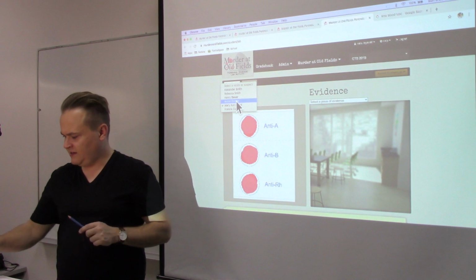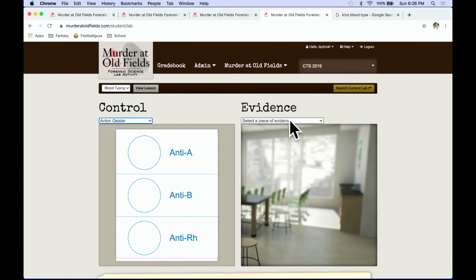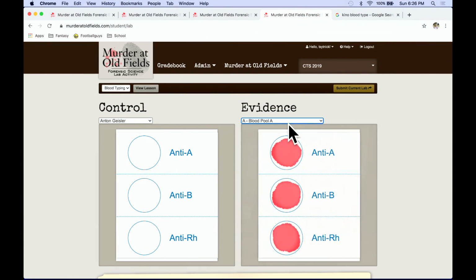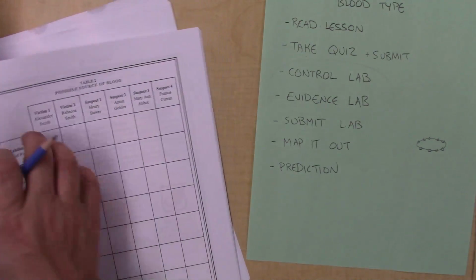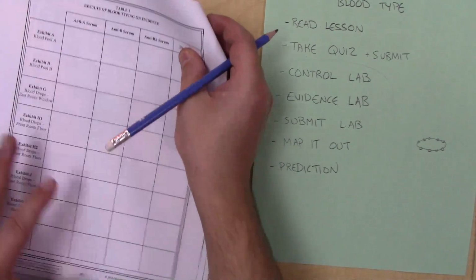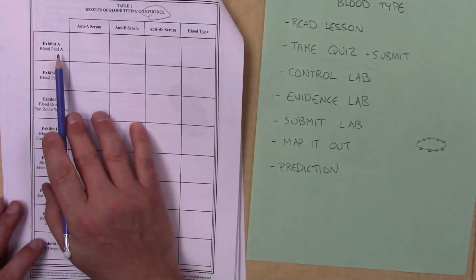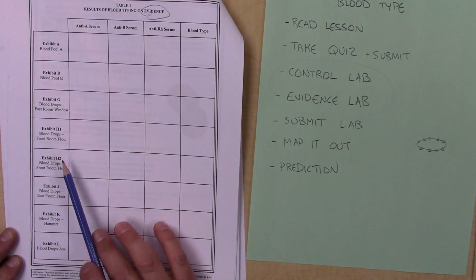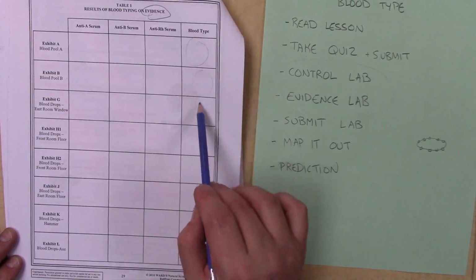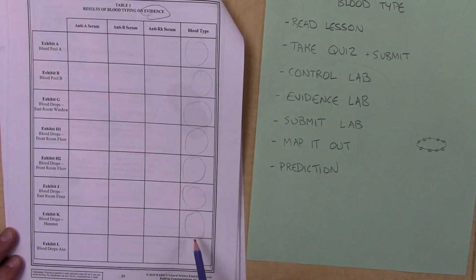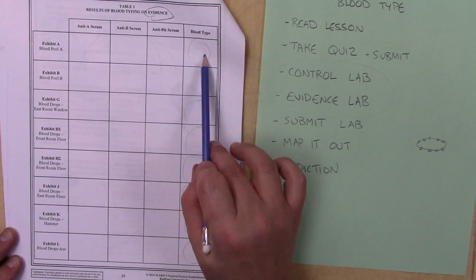But if you look here, you go to the evidence side and you go through all of those and you test them. You test every single piece of evidence. All right, so that's the next thing you do. Flip ahead here, you do the evidence table. Evidence A, B, G, H1, H2, J, K, and L, and you say what blood types they are in the end. Say if they clumped or not for these and determine the blood type.